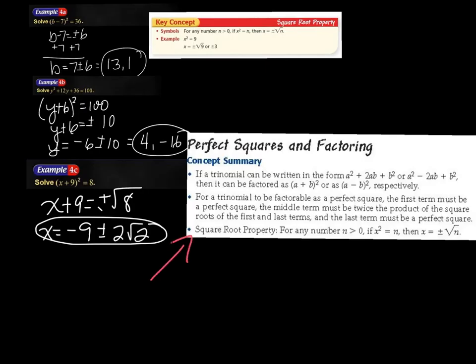The square root property says for any number n greater than 0, if x squared equals n, then x equals plus or minus the square root of n.